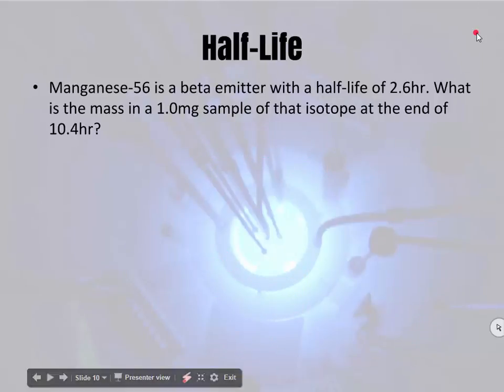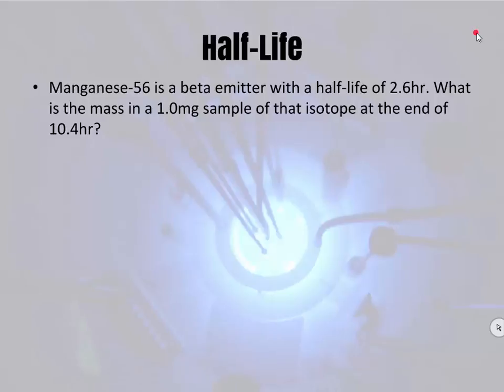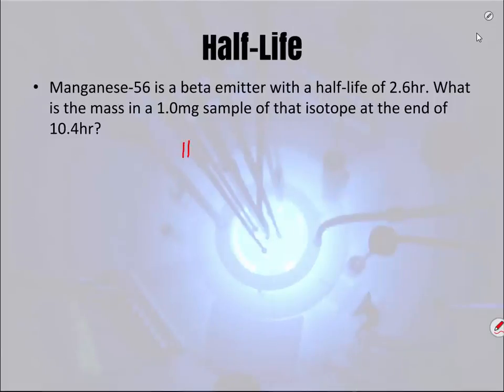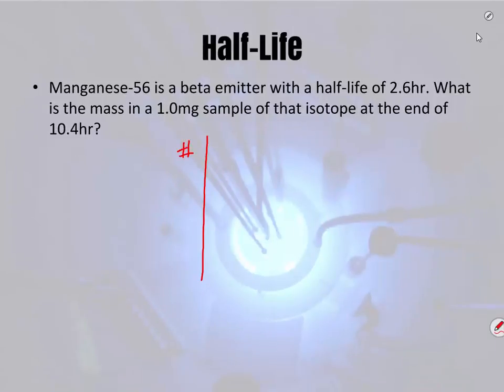Okay, let's try another one. Manganese-56 is a beta emitter, so it's going to give off that beta particle, with a half-life of 2.6 hours. What is the mass in a 1 milligram sample of that isotope at the end of 10.4 hours? On a lot of these problems, I like to draw out a table. The number of half-lives in my first column, I'm always going to start with 0 half-lives. Then in my second column, I'm going to put time. And in my last column, I'm going to put the amount of my sample that I have.